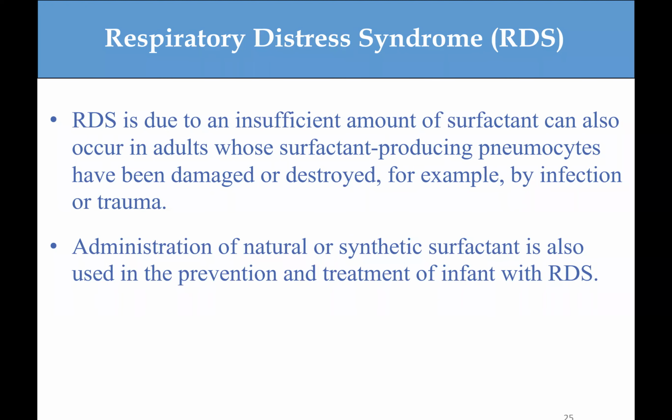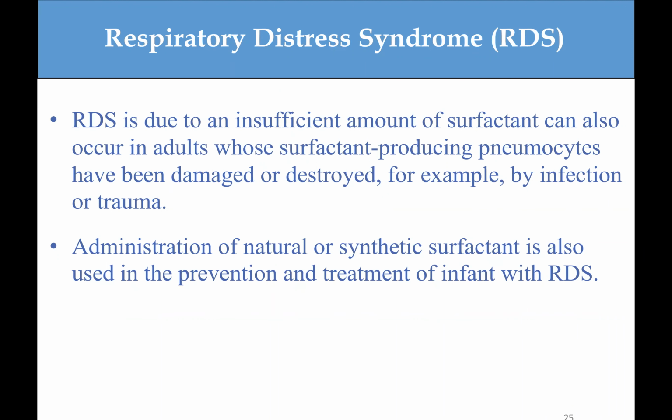It can also happen, so for the fetus or the baby after it's born, it would happen if there was not enough lung maturity. But in adults, it can happen if the pneumocytes that make surfactants get destroyed by trauma or infection. And the way to treat it would be to give artificial, so synthetic or natural surfactants.